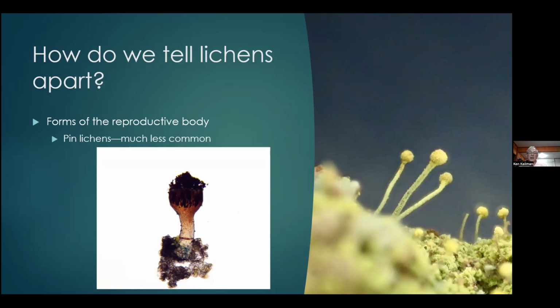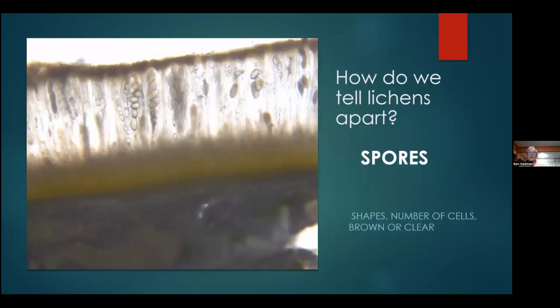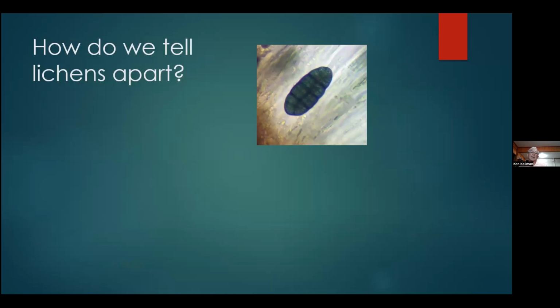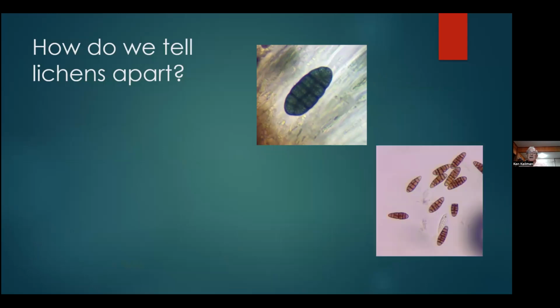So we've spoken a lot about spores, so let's look at some of them. Spores are really important to lichen taxonomy, and we want to look at the shape of the spores, the number of cells, whether they're brown or whether they're clear. Here's one that is kind of dark blue-gray. It'll eventually turn brown. It has a number of cell walls that are both longitudinal and transverse. Here's a smaller version of that one.